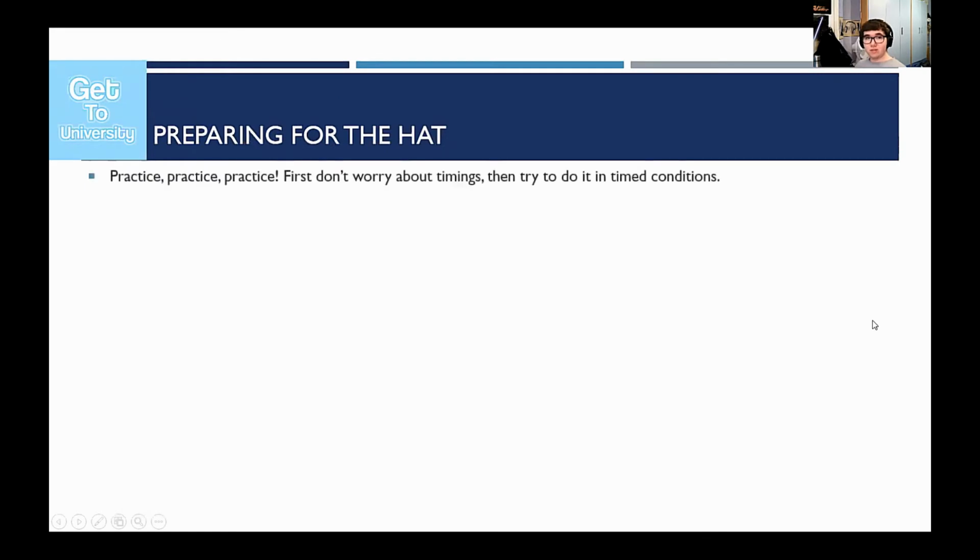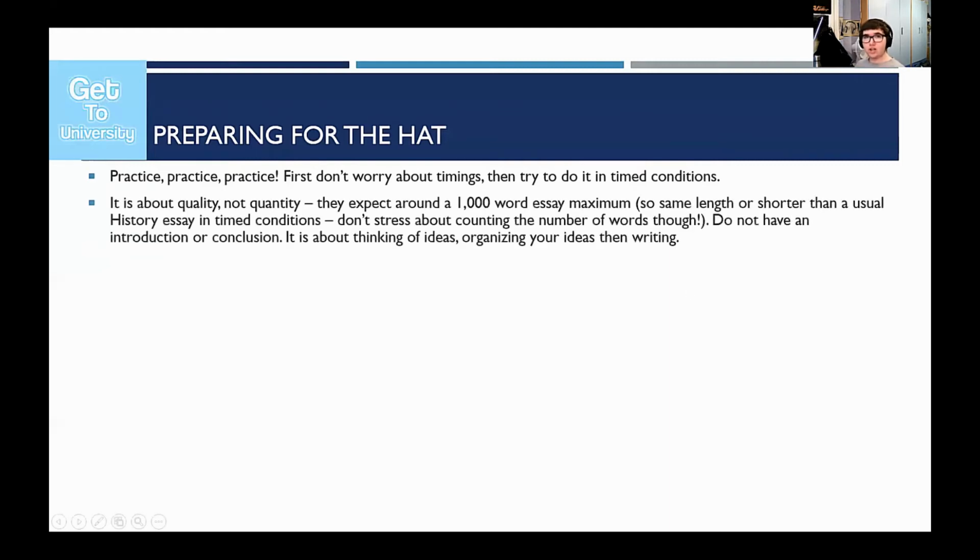So in terms of preparation for that, as always, practice. When I prepared for the HAT, I did every single practice paper. I didn't worry about timings initially, but then towards the end, I did try and do it with timings. I actually contacted an admissions tutor at Oxford from the history department to talk to them about this. And some of the advice that they gave was it is very clear about quality, not quantity. So it's usually 1,000 words maximum, which is what you'd usually write, if not shorter, in a usual history A-level paper. But don't count your words. Don't worry about that. Just write what you have time to write in the hour.